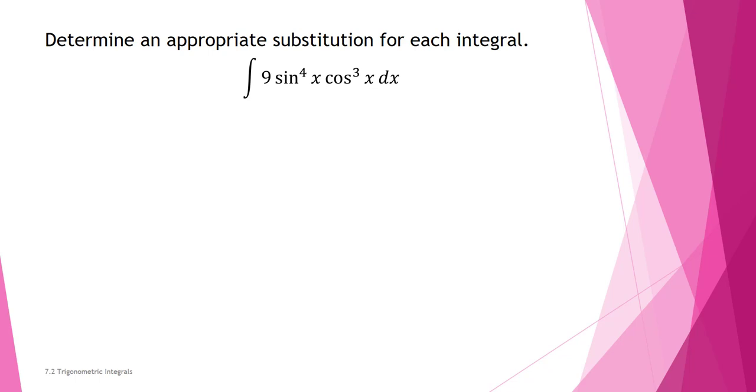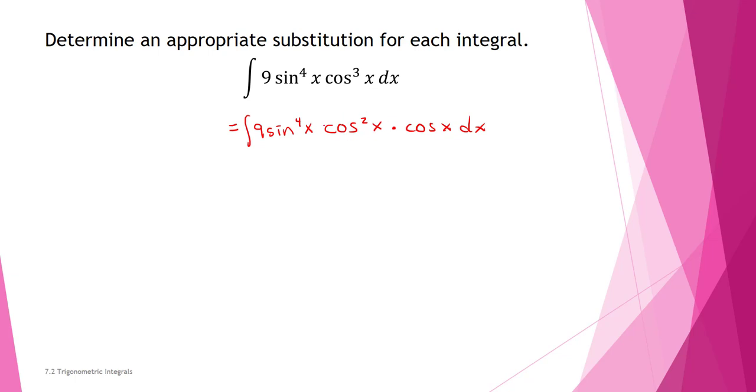I see that the cosine has an odd exponent on it, which I know means I can keep a cosine. So I'm going to write this as the integral of 9 sine to the 4th x times cosine squared x times cosine x dx. All I've done is split up cosine to the 3rd as cosine squared times cosine.